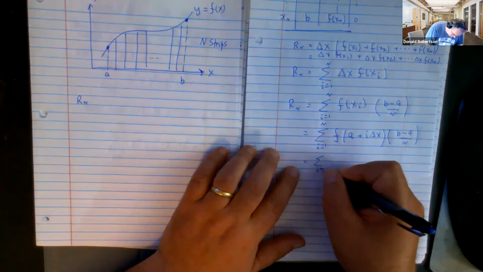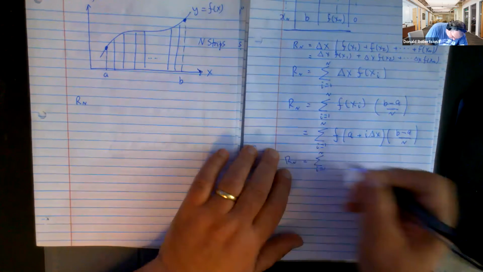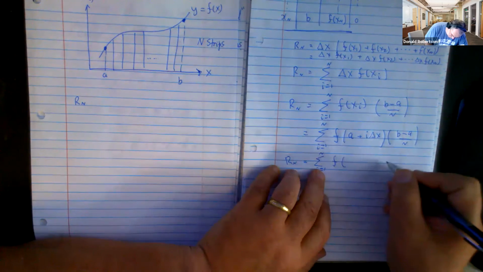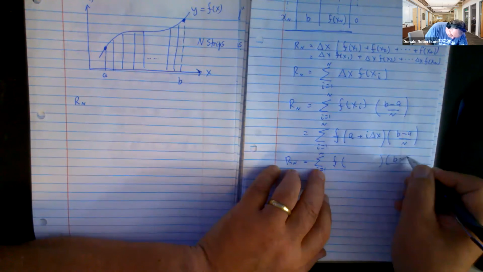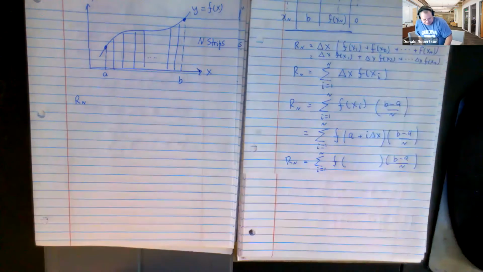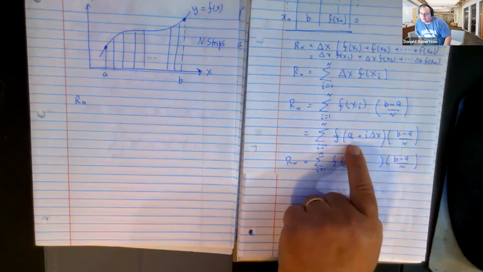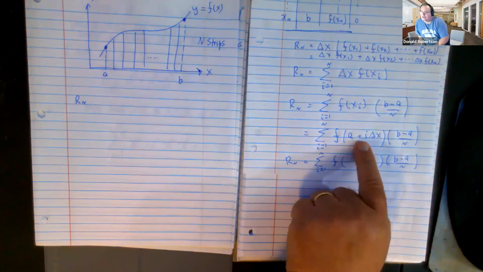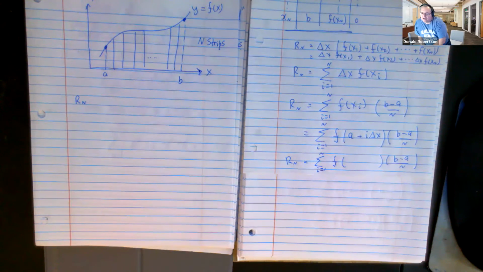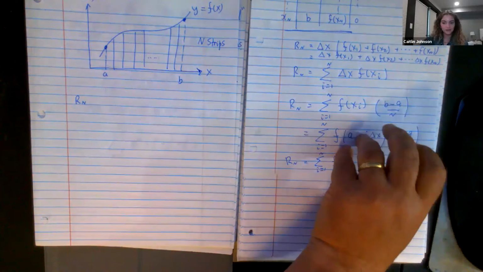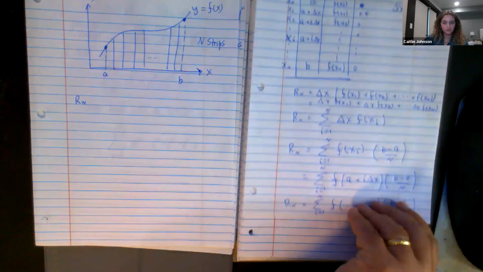There's just one more thing I'm going to do. I'm not going to call this fella here a plus i delta x, because don't I know another expression for delta x? What is delta x equal to? b minus a over n. You see up there? Yes.